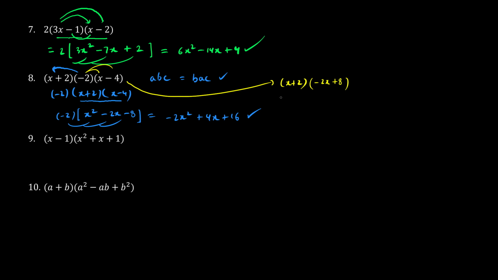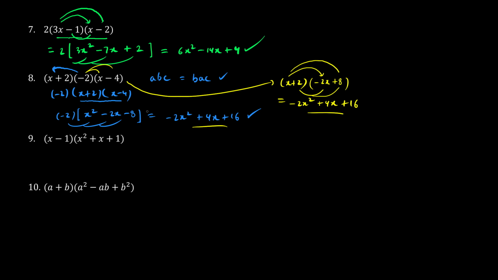Now we carefully do FOIL. X times negative 2x is negative 2x squared. Outside we have positive 8x. Inside we have negative 4x. So we have 4x. And 2 times 8 is 16. As you can see, we have the same answer.